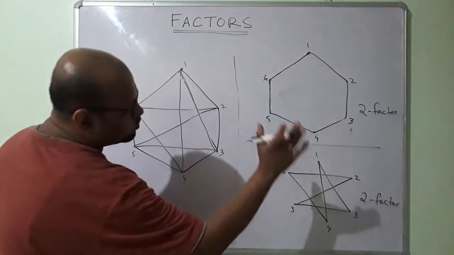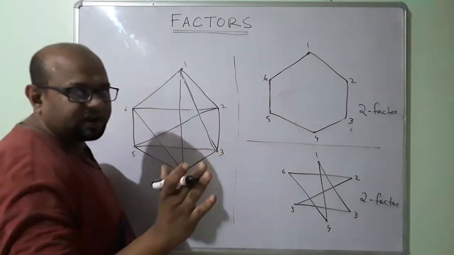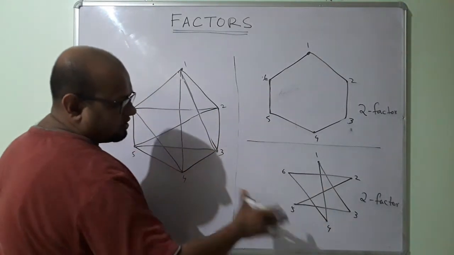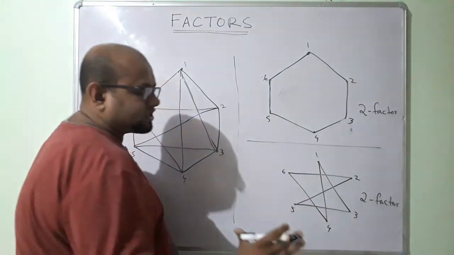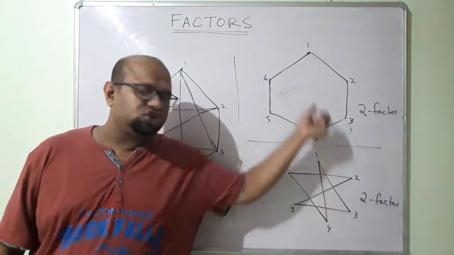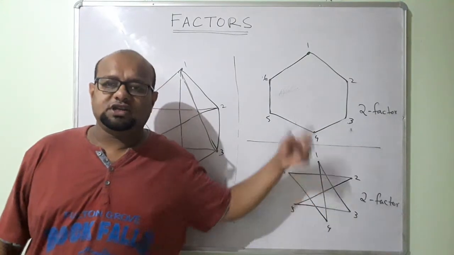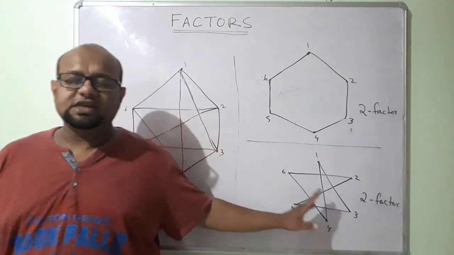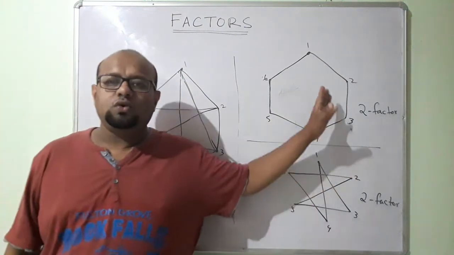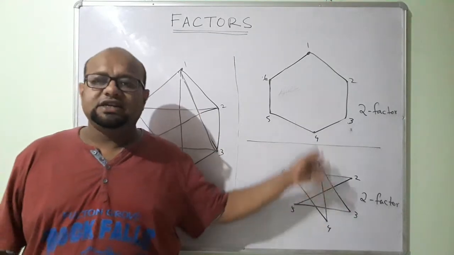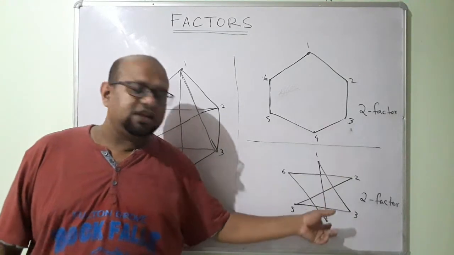So I have this 2 factor, I got this another 2 factor. If I union these two, okay, now what, before I union, I want to ask you one more thing. Is there any edge that is common between these two subgraphs? No, right? You can verify for yourself, there is no edge common between these two subgraphs. So these are disjoint k factors.